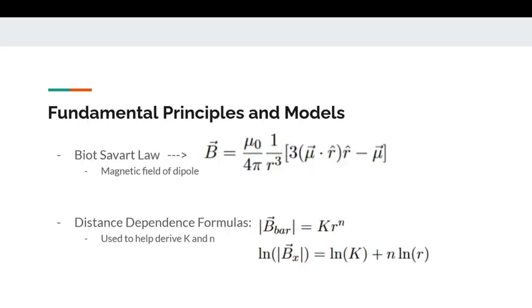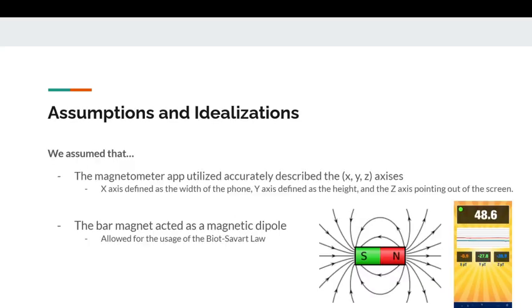The main fundamental principles and models that we'll be using in this lab consist of the Biot-Savart law, so we can calculate the magnetic field of a dipole, and the distance dependence formulas that were given to us, used to help derive k and n. The assumptions that we brought into this lab were that the magnetometer app that we used accurately described each of the axes, so the x-axis, the y-axis, and the z-axis, and that the bar magnet in this lab acted as a magnetic dipole, which allowed us to use the Biot-Savart law.